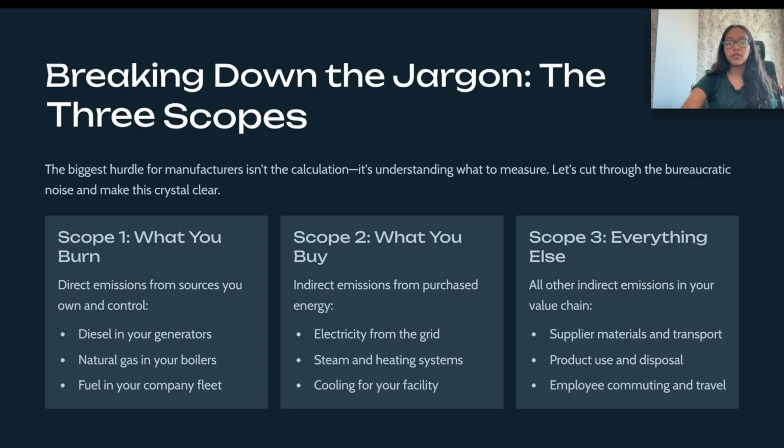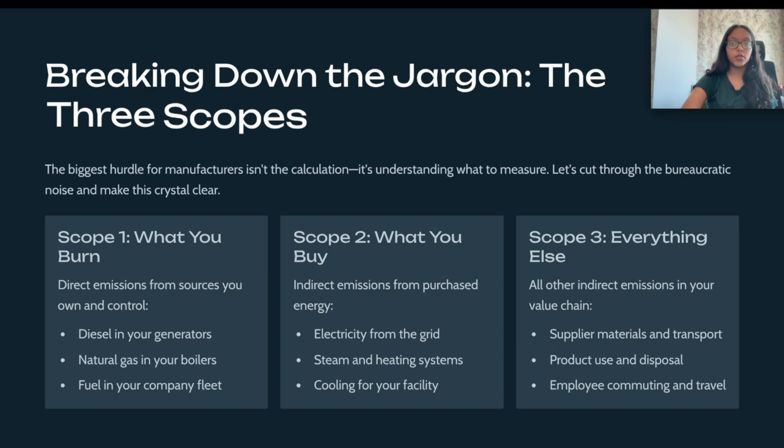The biggest hurdle for manufacturers is the jargon. You hear scope 1, 2, and 3, and it sounds like bureaucratic noise. So, let's simplify it right now. Scope 1 is what you burn. It's the diesel in your generators, the gas in your boilers, and the fuel in your fleet.